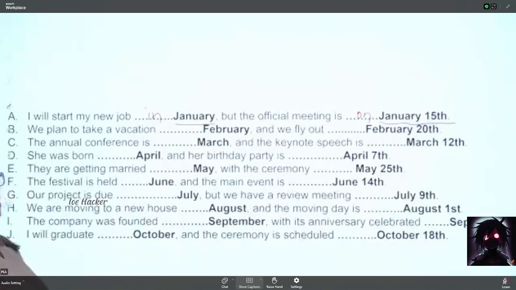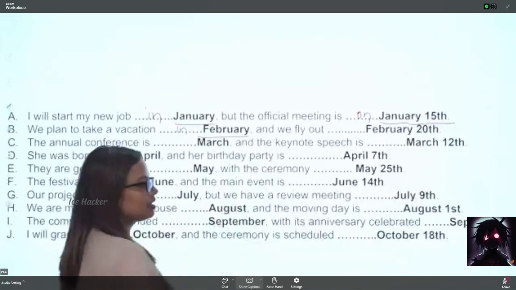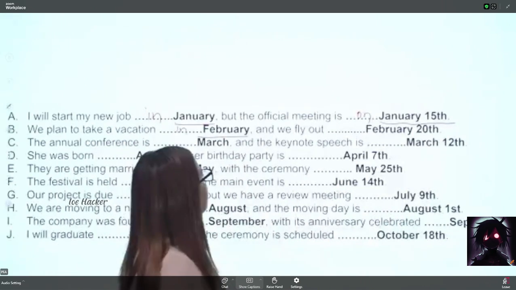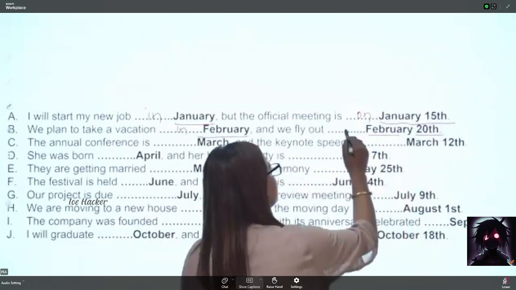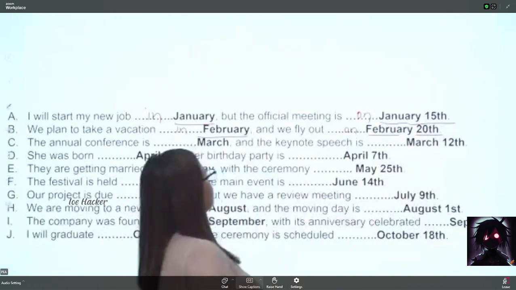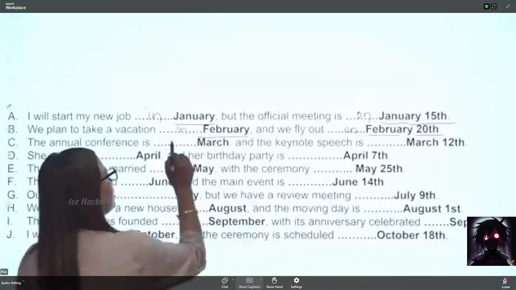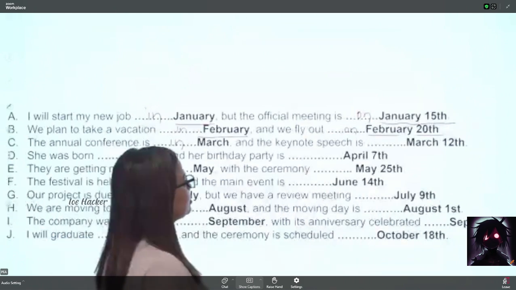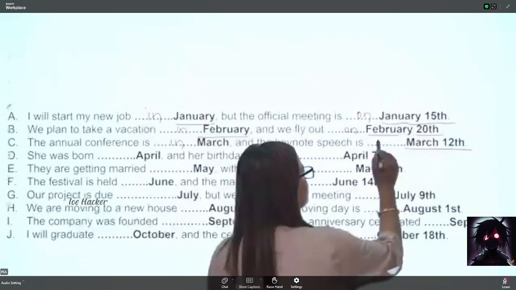I plan to take a vacation in February, because here is only month. And we fly out on 20th February or February 20th. That's why on. The annual conference is in March. And the keynote speech is on March 12th. Day, month, so on.